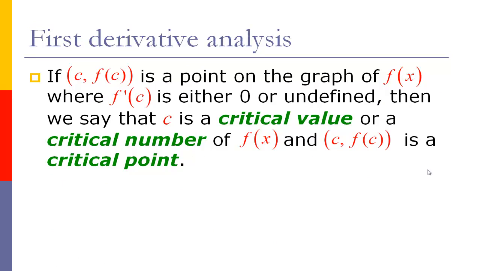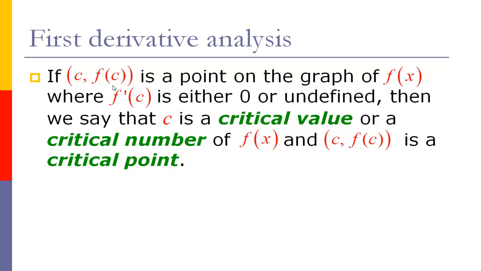Here is another piece of terminology that you're most likely familiar with. If we have a point on the graph of a function where either the first derivative is 0 or undefined, then we're going to say that this value c is a critical value or a critical number for the function, and that the corresponding point is a critical point.